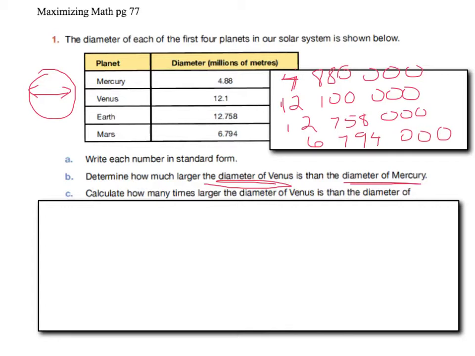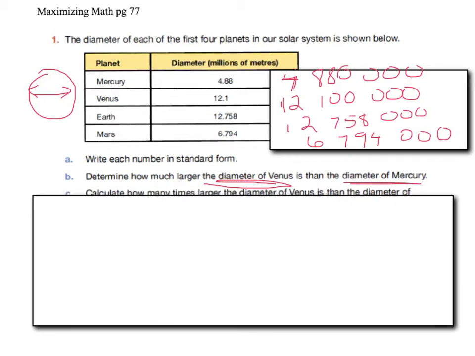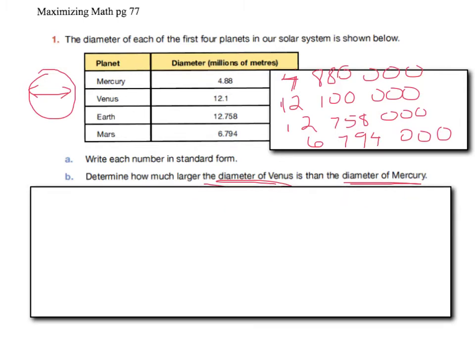How much larger really means the difference. And when we know it's the difference, we know we have to be subtracting. So we're subtracting the diameter of Venus and the diameter of Mercury. Venus is the larger number, so it goes first. 12,100,000 is the top number. 4,880,000 is the bottom number.